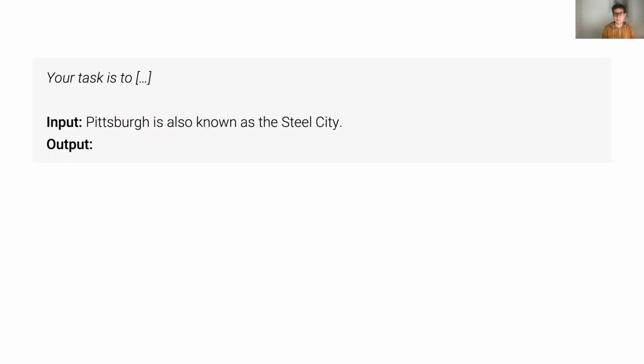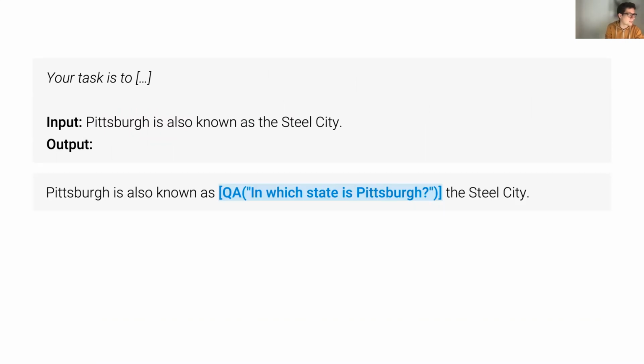So let's see some examples of how this works. If we take a pre-trained GPT-J model, give it the exact prompt that I've just shown you, and the input Pittsburgh is also known as the Steel City, one API call that we might get is this one here. Pittsburgh is also known as QA(in which state is Pittsburgh) the Steel City. So this API call is not particularly helpful for completing the text.